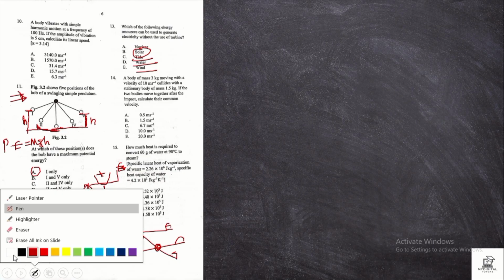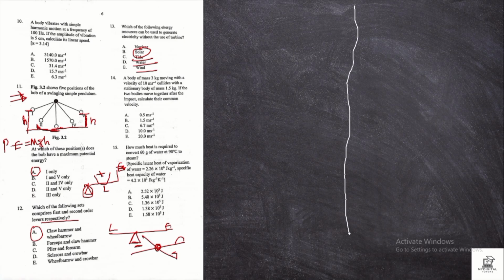Now question 14 is a calculation. The question says a body of mass 3 kg moving with a velocity of 10 meters per second collides with a stationary body of mass 1.5 kg. If the bodies move together after the impact, calculate the common velocity. This is a situation of inelastic collision.